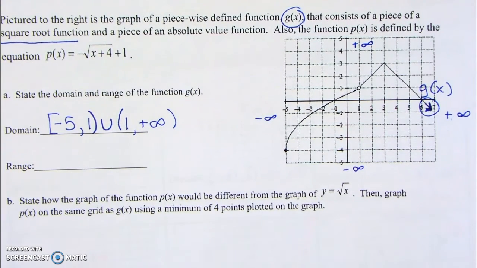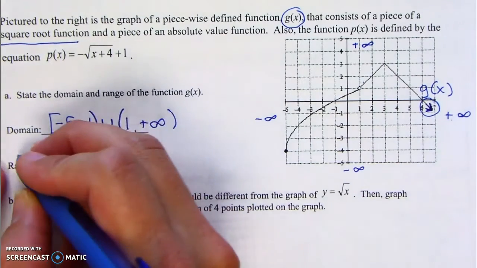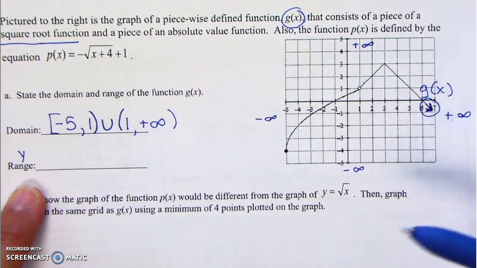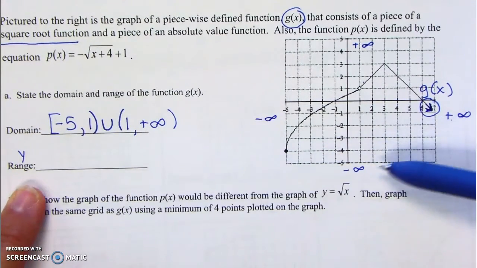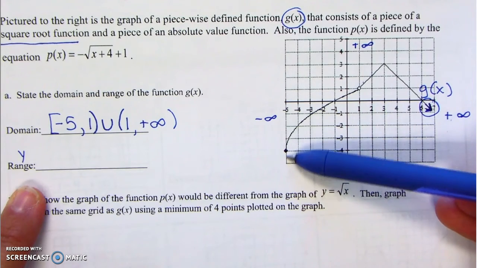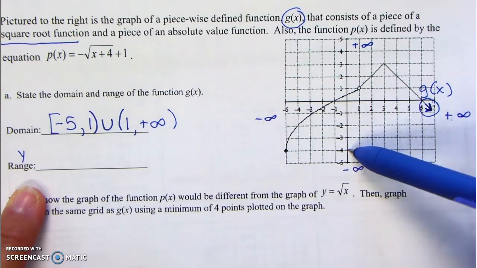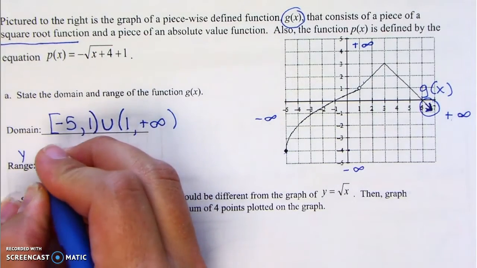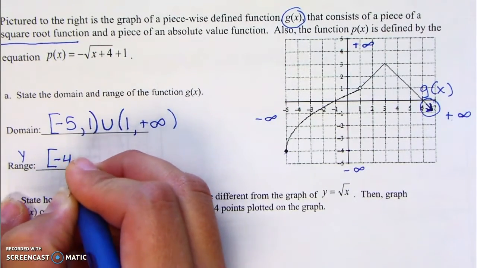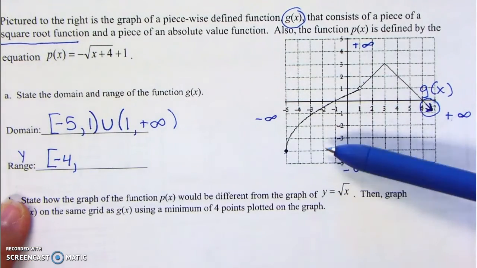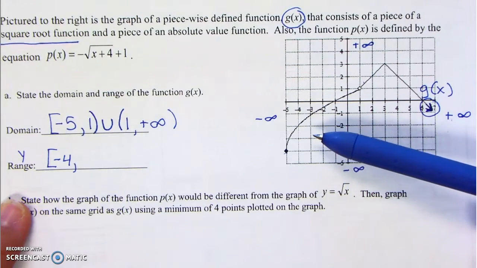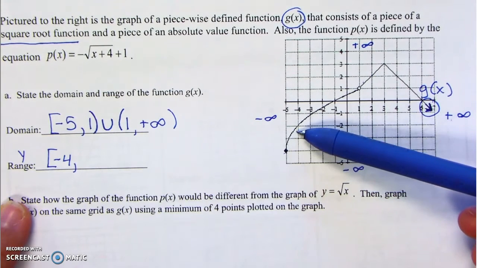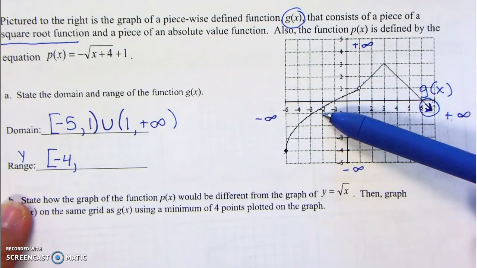Okay, let's talk about the range. Range are what values? Y value. So the y value, but it has to have an x value. So look at the smallest y value. What's the smallest y value we see? -4. And is it open or closed? Closed. So it's going to be a closed bracket. And now we're going to travel up. So I'm going up. I'm going up and up.